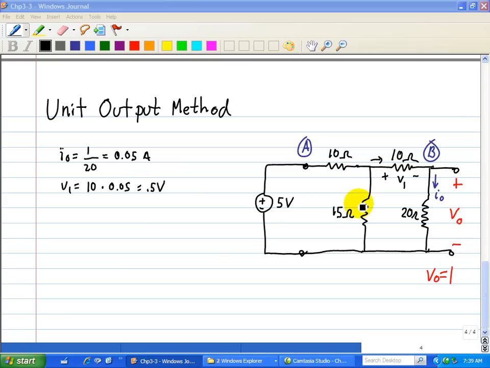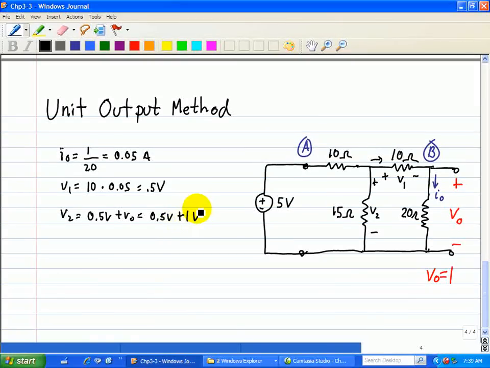Therefore the voltage across this 15 ohm resistor, which we'll call V2, plus and minus here, and that's V2, is the voltage drop across here and the voltage drop across this 20 ohm resistor. So it's V1 plus VO is equal to V2. So V2 is simply equal to V1, which is 0.5 volts, plus VO, or 0.5 volts plus 1 volt, which is equal to 1.5 volts.